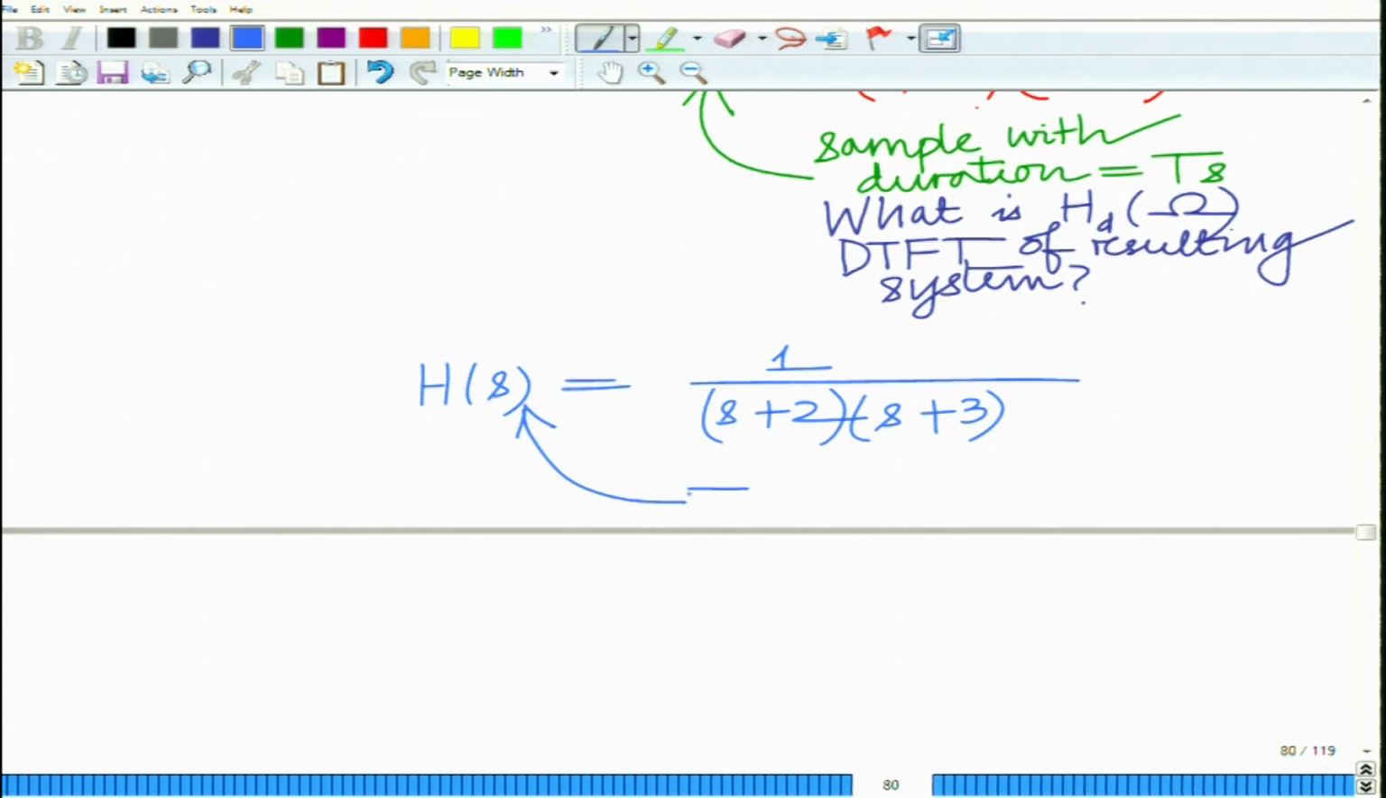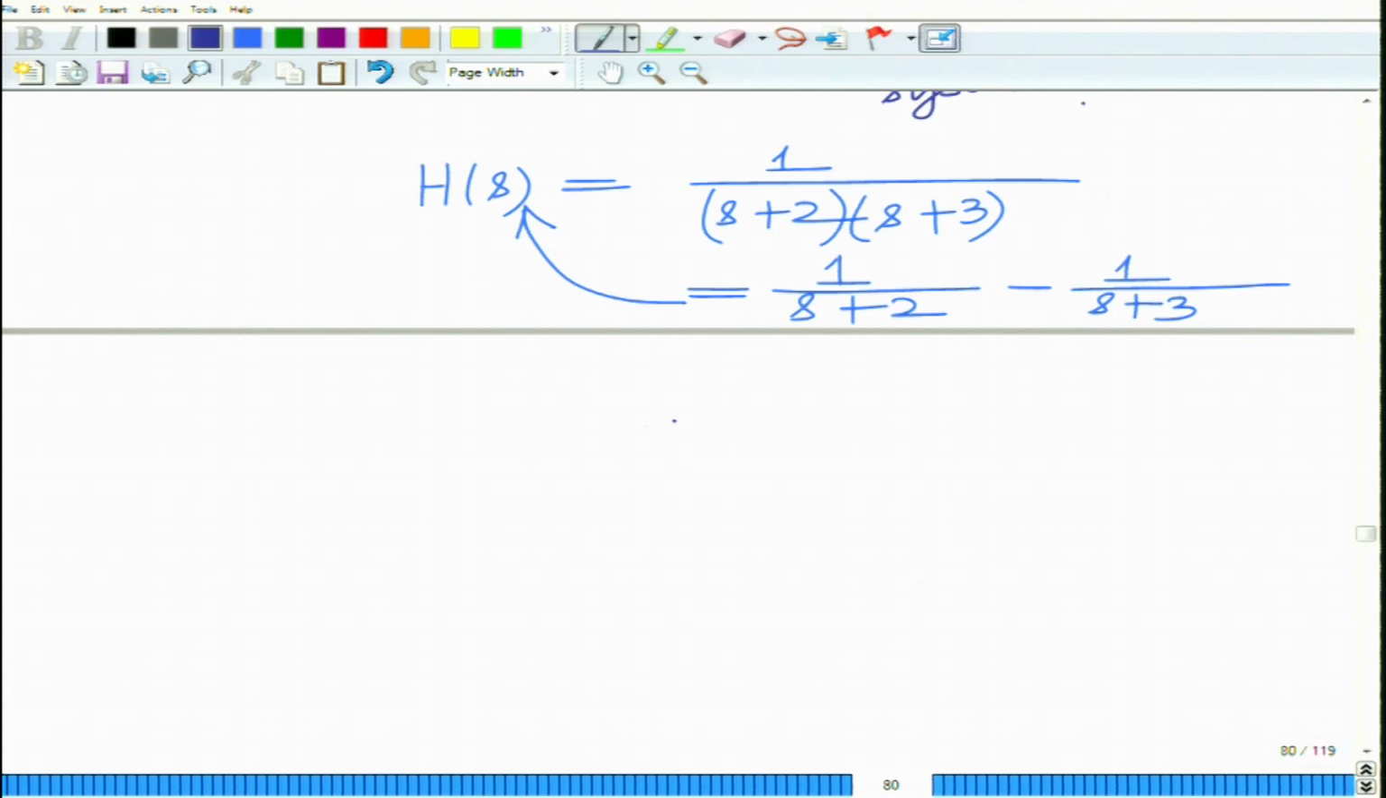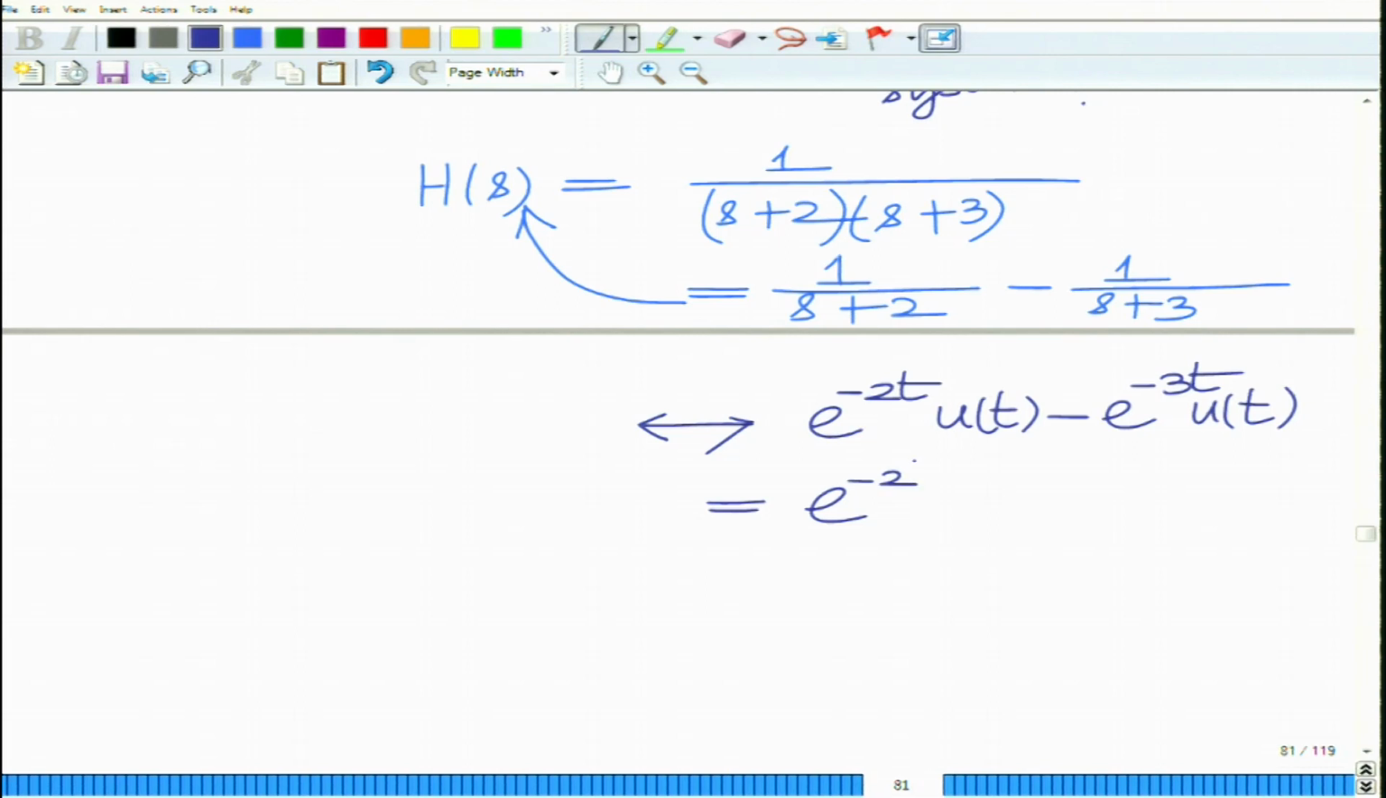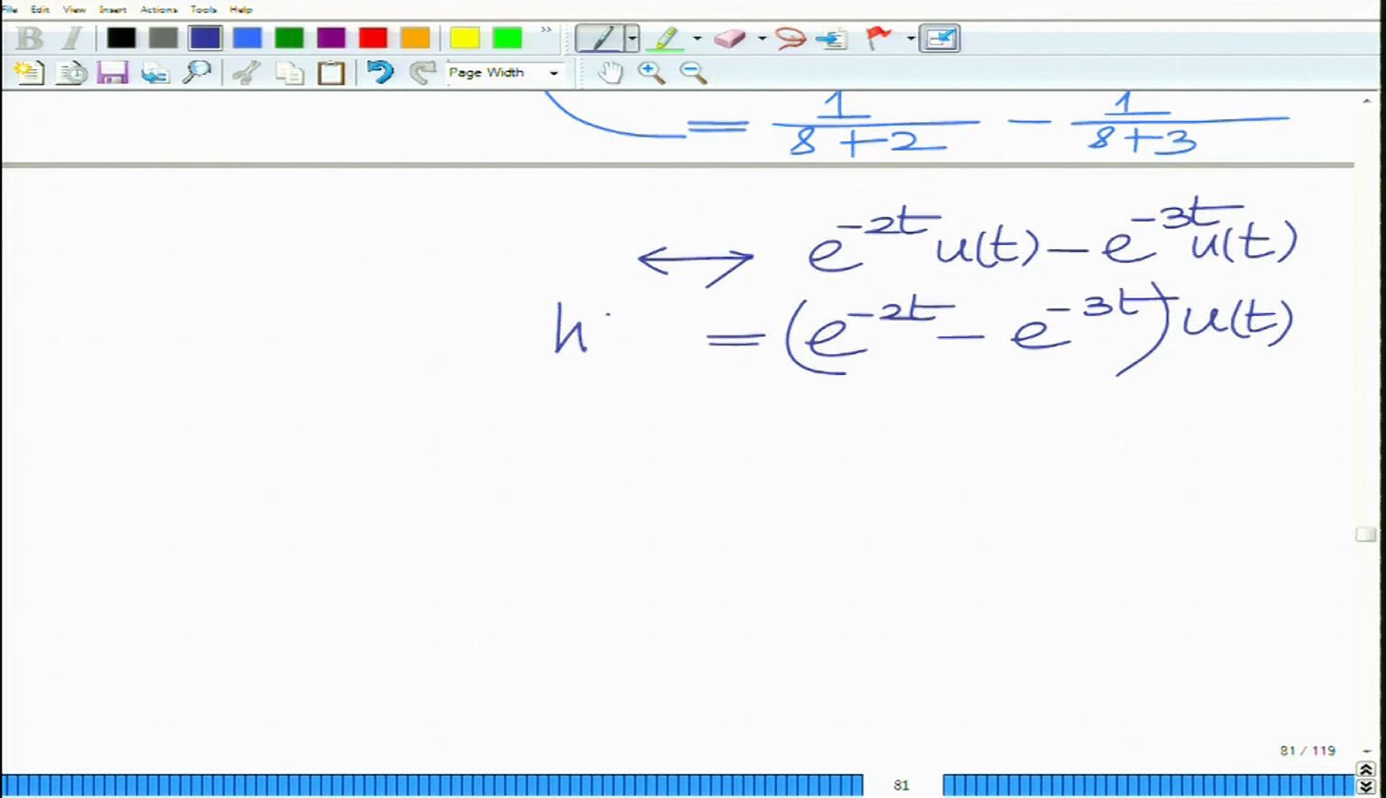if you express this in partial fractions, I will have 1 over (s plus 2) minus 1 over (s plus 3). Considering a causal system, we have the corresponding inverse Laplace transform, e raised to minus 2t u(t) minus e raised to minus 3t u(t). This is a causal system, a right handed signal, which is (e raised to minus 2t minus e raised to minus 3t) times u(t).